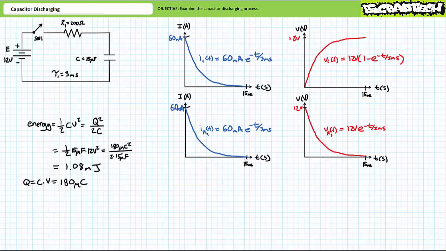Substituting in our given values of 12 volts, 15 microfarads, and 180 microcoulombs, either formula yields a total energy delivery of roughly 1.1 millijoules.